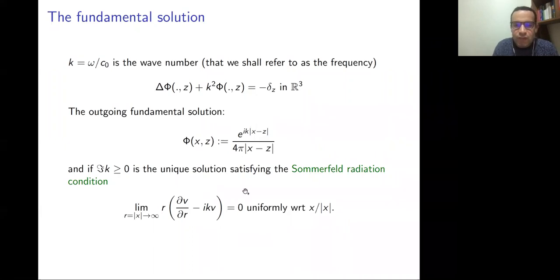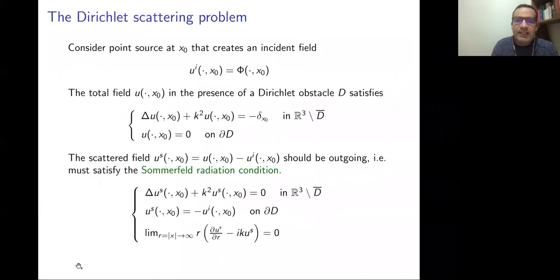With this radiation condition, we can set up the scattering problem classically. I'll consider here the case of point sources. Considering incident fields that are generated by point sources, we can formulate the Dirichlet problem as follows. You have a delta function at the point x0 where the source is, and you have some Dirichlet boundary condition on the boundary. Defining the scattered field as the difference between the total and incident field, you can set up this system for which there exists a unique solution. This is very classical.